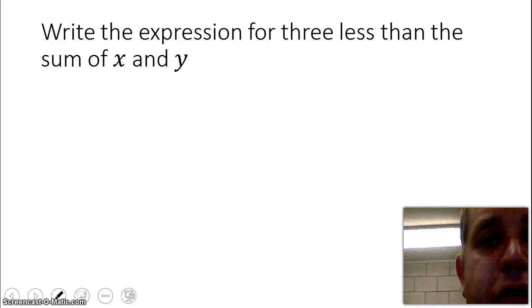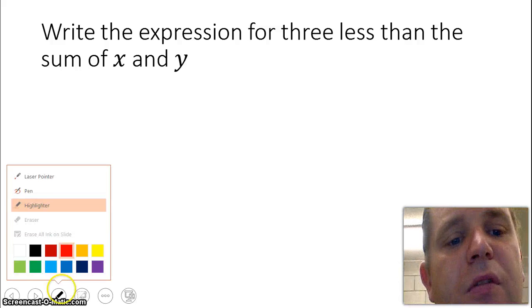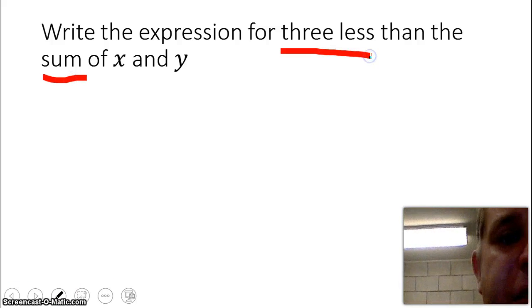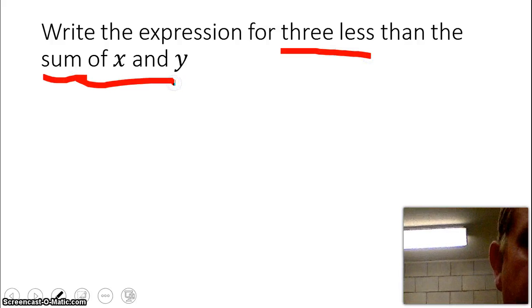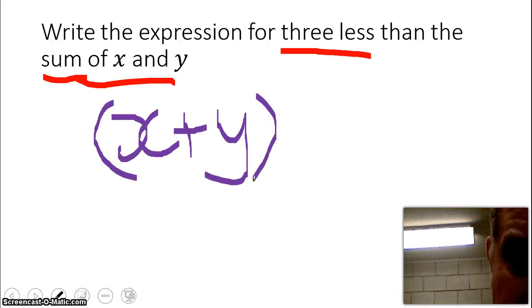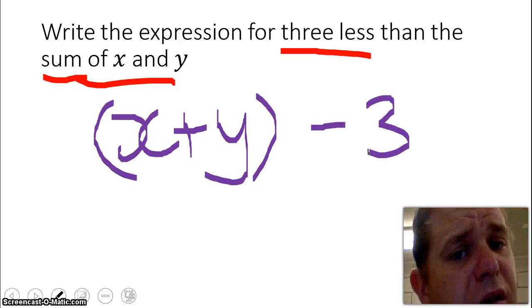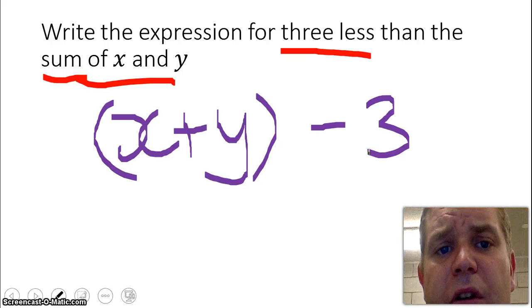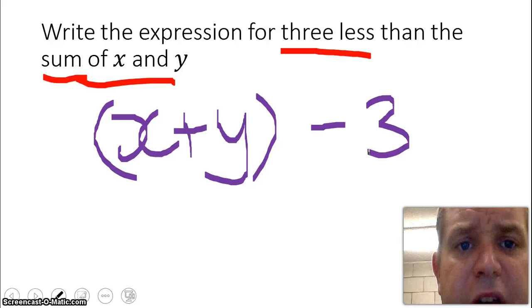Write the expression for 3 less than the sum of x plus y. So sum is a key word there. We started off with x plus y, sum meaning plus, and then we wanted to find 3 less than that. We've got to take 3 away. Like I said, this is just about taking the words and putting it into an algebraic expression.